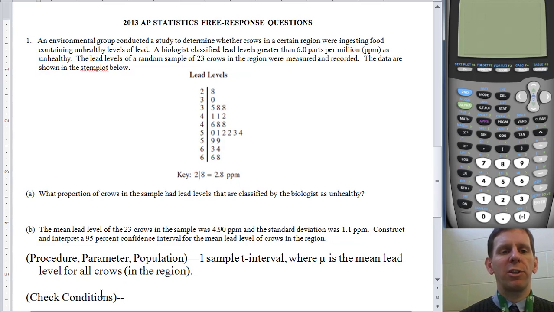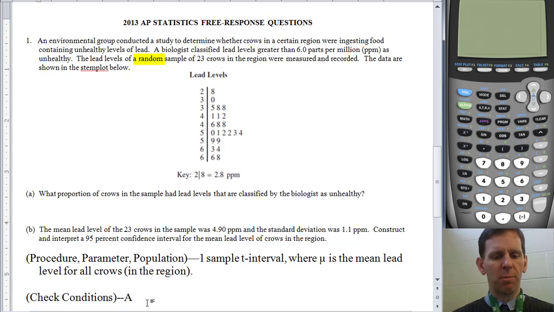In our second step, we check conditions. So 2 keywords we're looking for. The first condition, we're looking for random. Do we have a random sample? Second condition, do we have normal? Do we have a normal set of data? So in the reading, if you go to the third sentence, it does say that lead levels of a random sample of 23 crows were measured and recorded. We do have a random sample. So if you want to say a random sample was taken, that's fine.